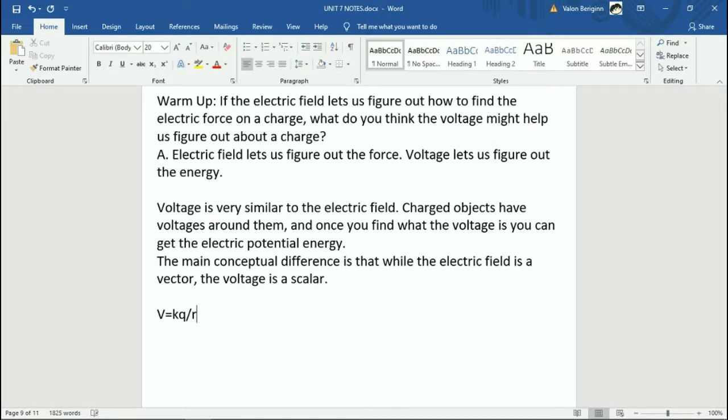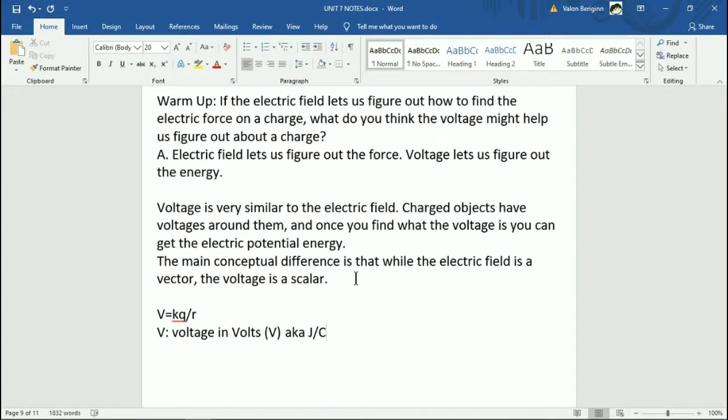It's just not R squared. So V is our voltage, and as you may imagine, with the name of voltage, the unit for voltage is volts, which is given as a V. A volt is defined as joules per coulomb. Remember how the electric field was newtons per coulomb? The voltage is joules per coulomb. It's just that voltage has its own name, whereas the field doesn't for some reason. We just call it newtons per coulomb.